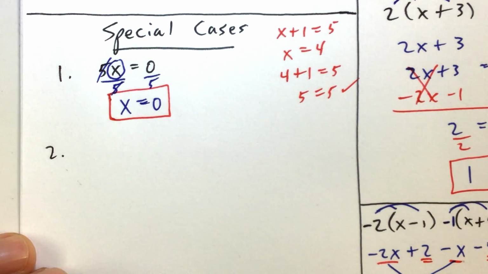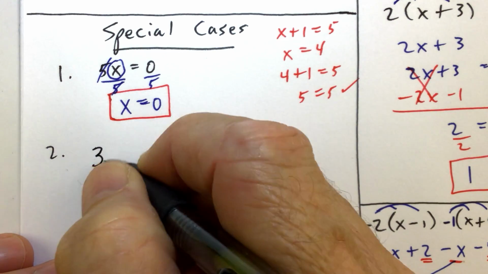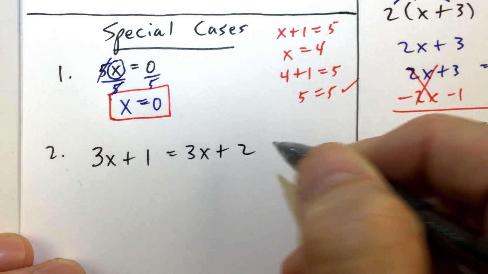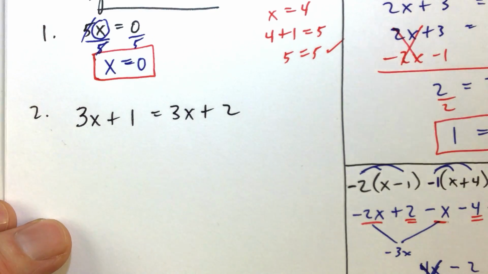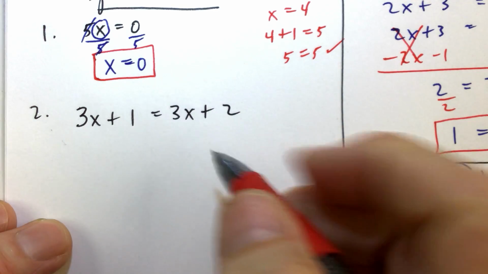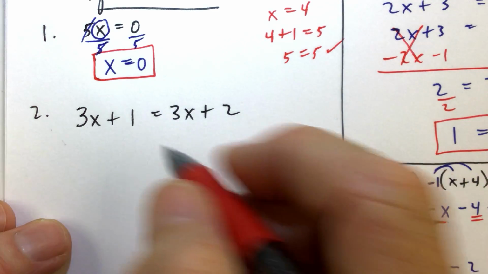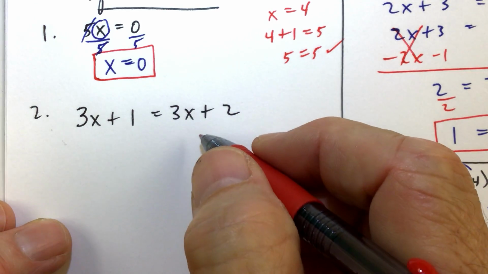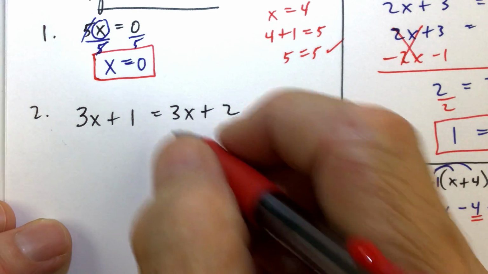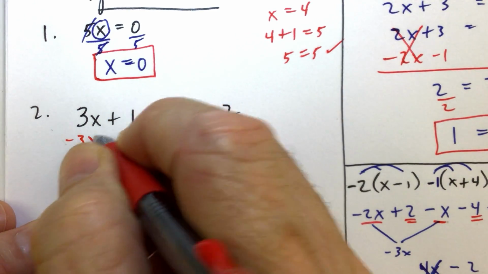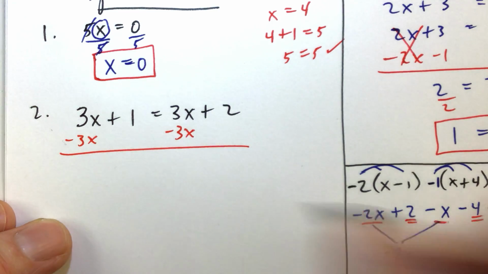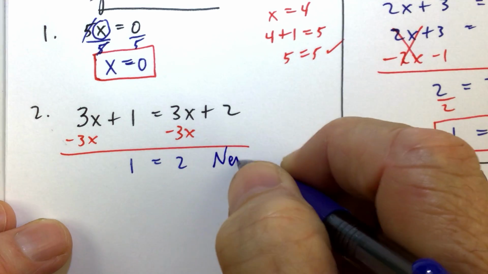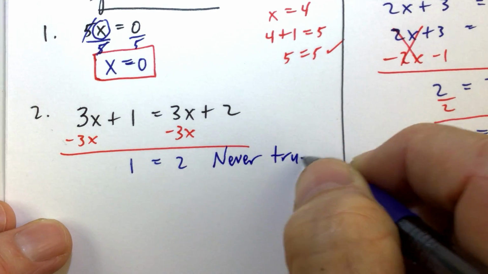All right, second case. Second case is when you have something like 3x plus 1 is equal to 3x plus 2. Sometimes we get equations like this after we've simplified both sides. And remember, the next step was to pick sides. If you notice, if we subtract 3x from both sides, we're not going to have any more x terms. That's what we want to do. We subtract 3x from both sides, and we end up getting 1 is equal to 2. We get a statement that's never true. So 1 can never equal 2.